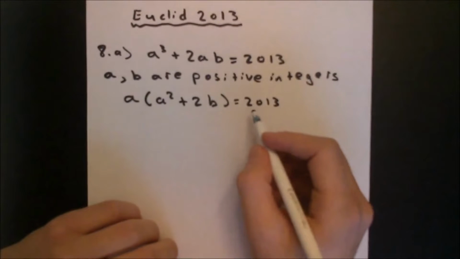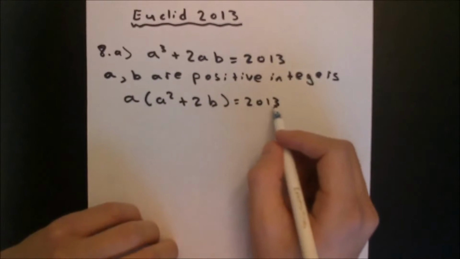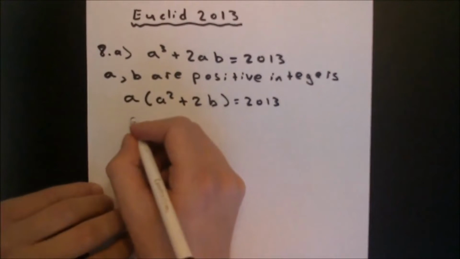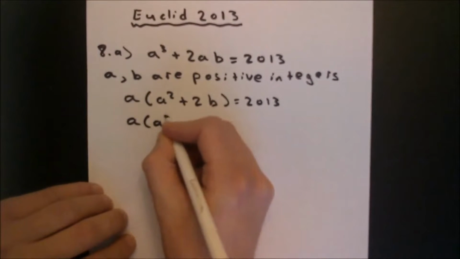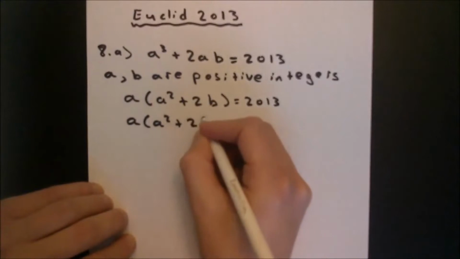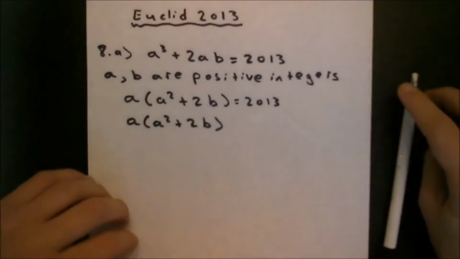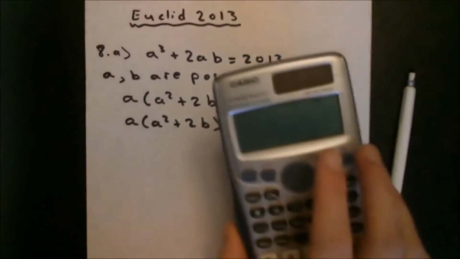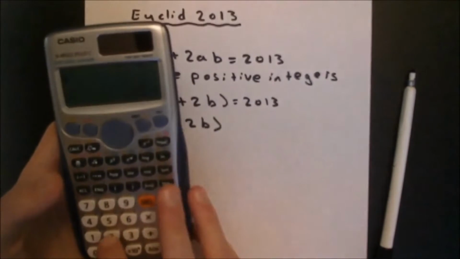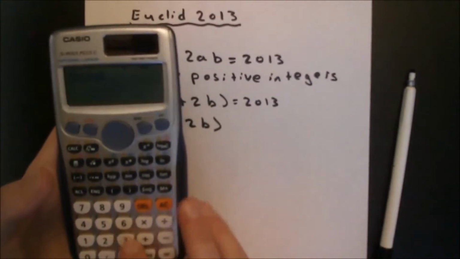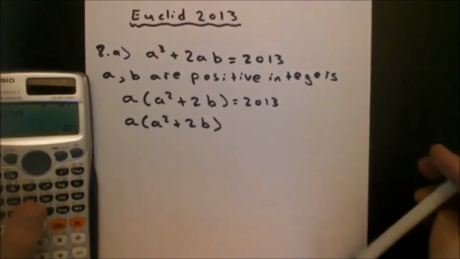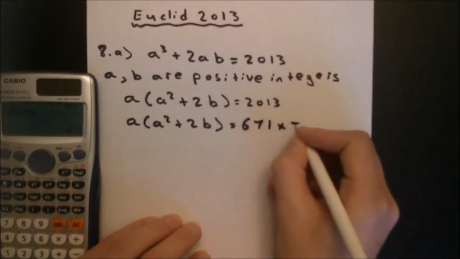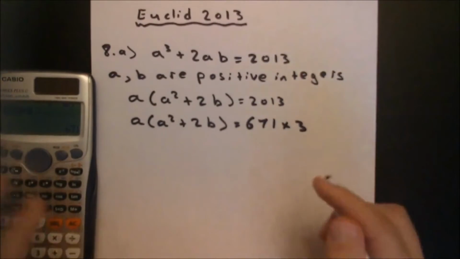And now I just want to take this 2013 and do a prime factorization of it, and that's going to make the question a little bit easier. So I'm just going to rewrite my left-hand side. I know that 2013 is not an even number, so the first prime I'm going to try to divide it by is 3. So 2013 divided by 3 gives me 671. So I can write that as 671 times 3.